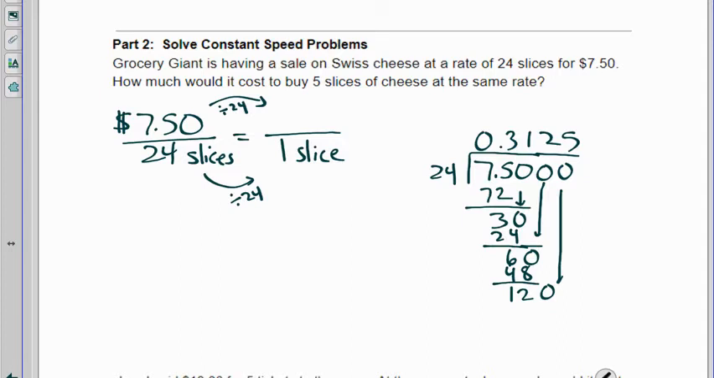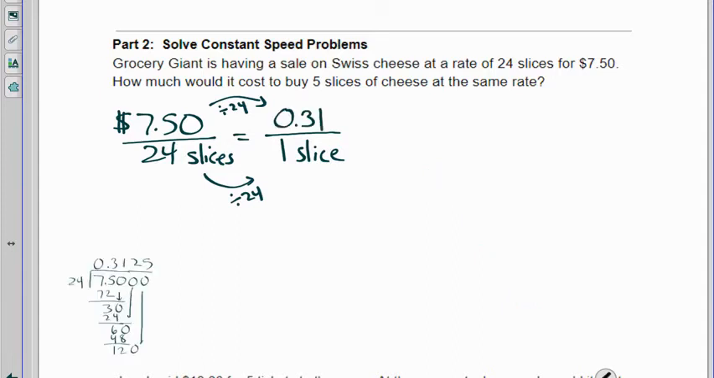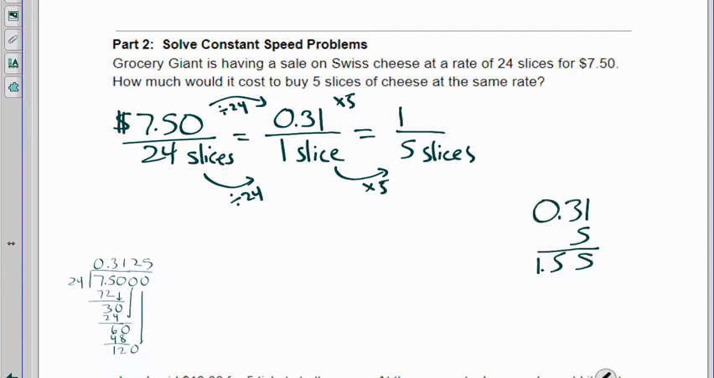When I divide that out, I get 0.3125. Well, this is per slice. We need to go to the nearest penny here. So I'm going to round to the hundredths place, which makes it 31 cents per slice. Well, I don't want to know 1 slice. I want to know 5 slices. Well, how do I get from 1 to 5? Well, that's times 5. And I get $1.55 for 5 slices.